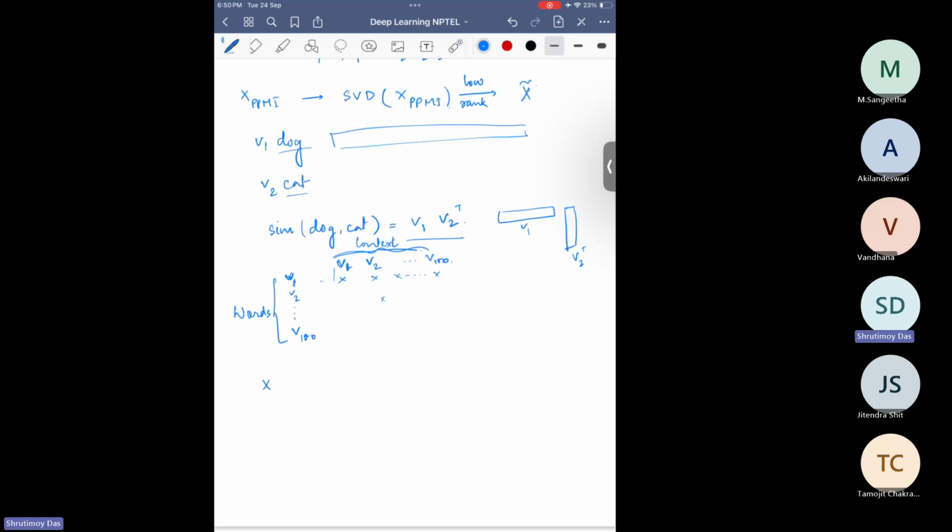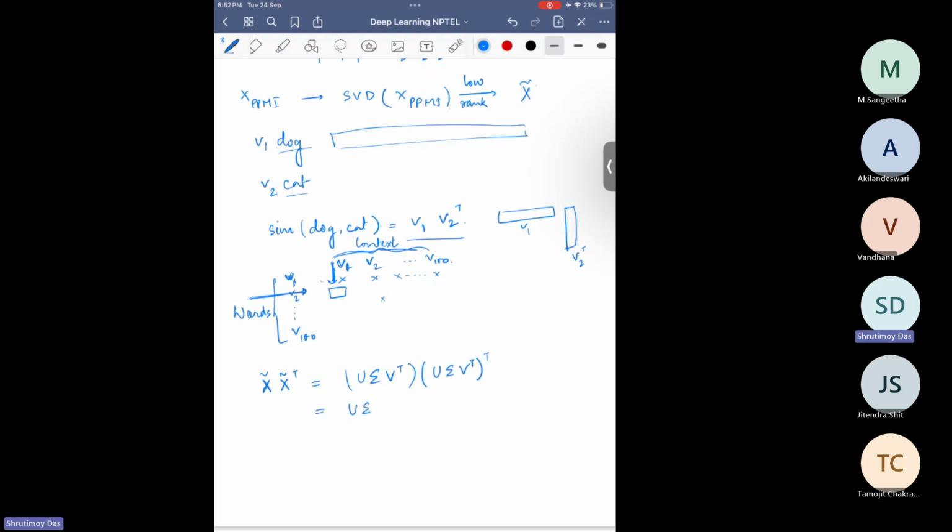So let us look at this. Using SVD we compute x tilde, and now if we do x tilde transpose, we have the similarity of each word with each context, right? So this is our word and this is my context. What is the score of this word with respect to this context? We have this. So now I can write this as U sigma phi transpose and transpose of this.